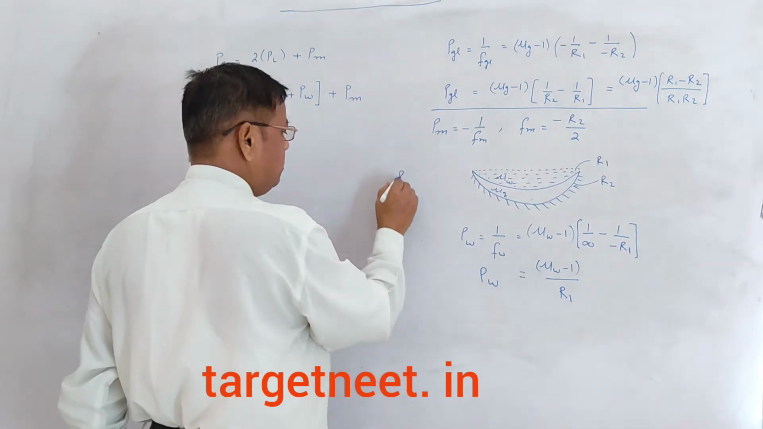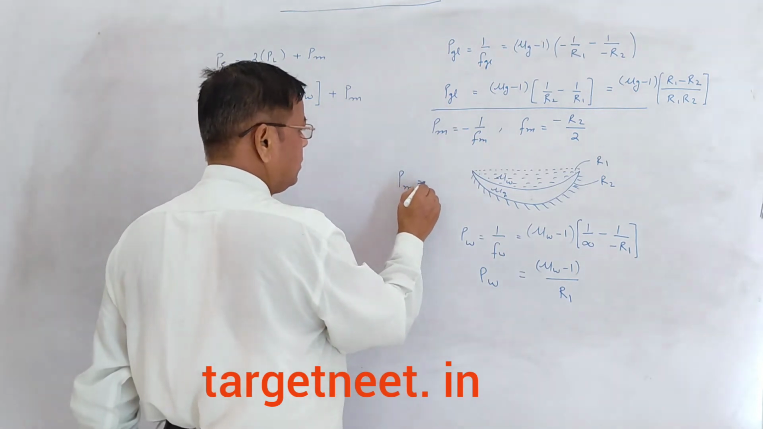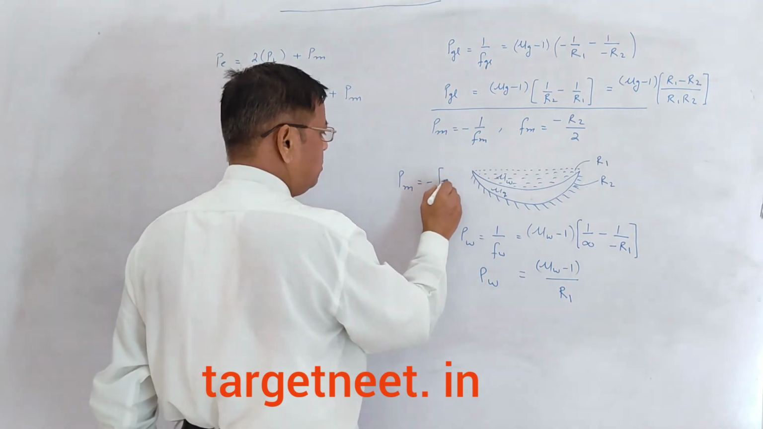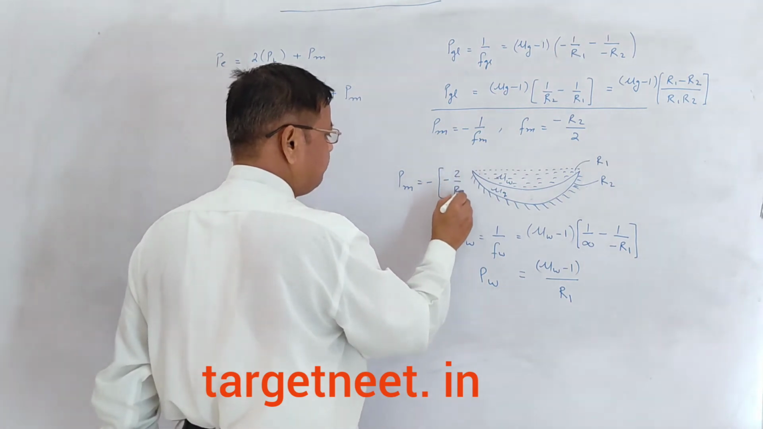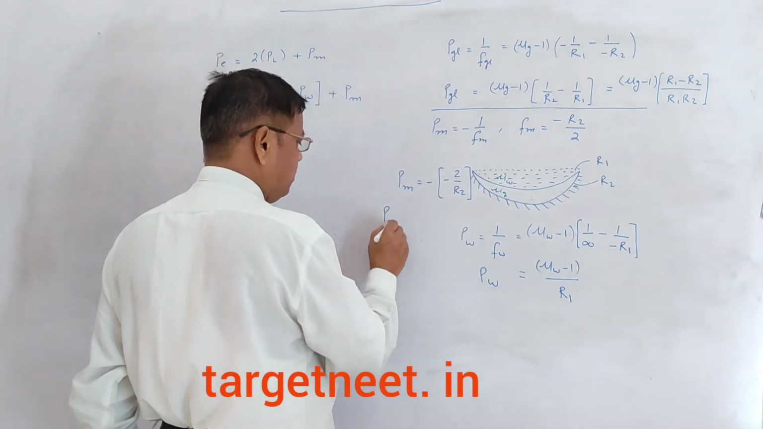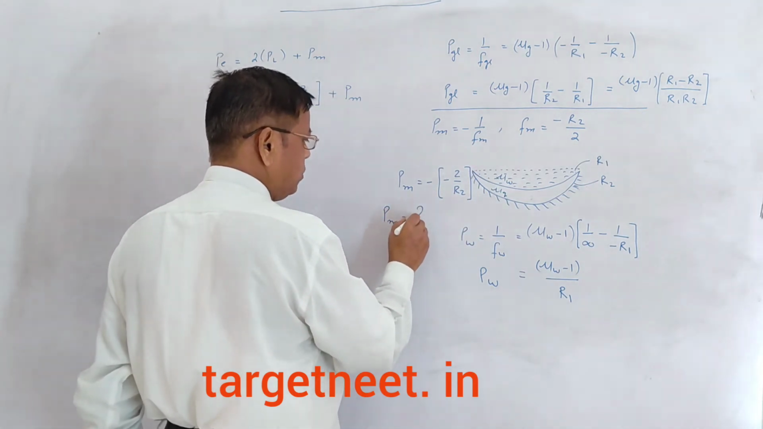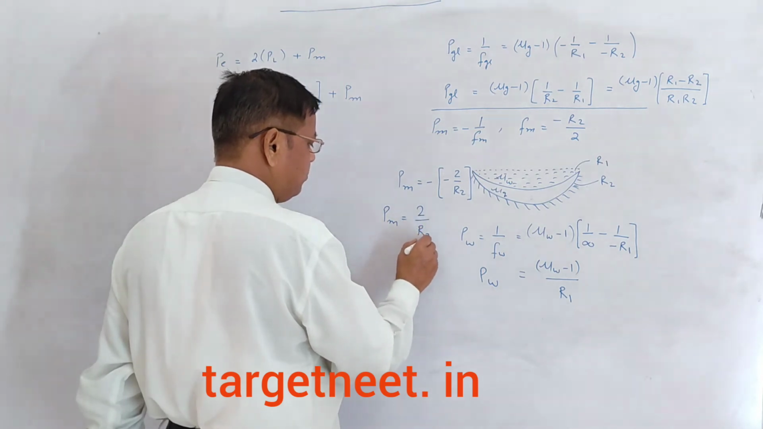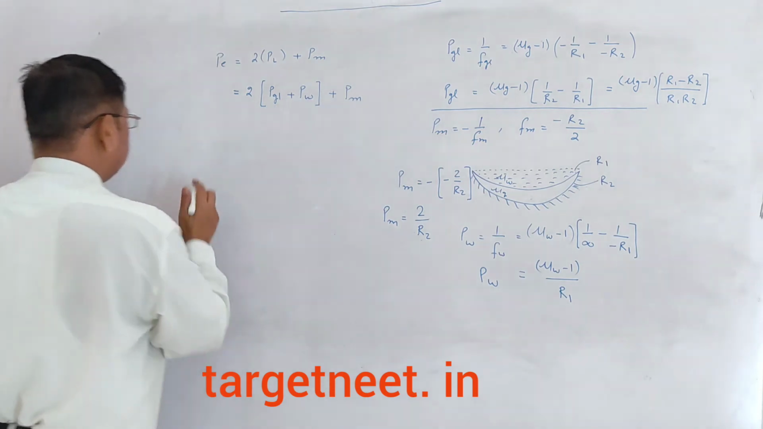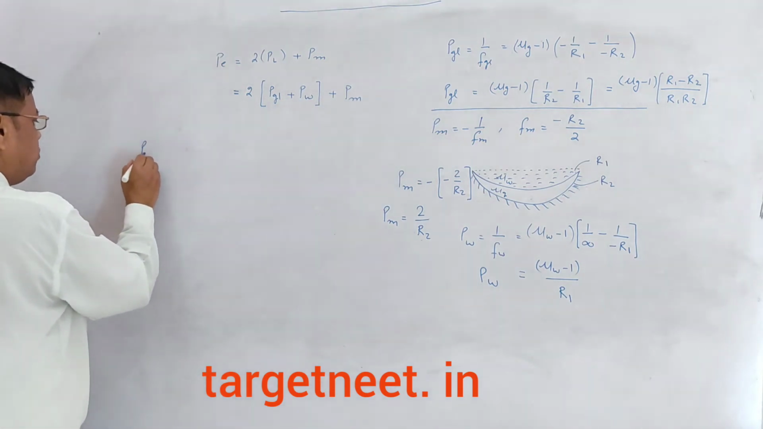So power of mirror will be minus, then minus 2 by R2. So power of mirror will be 2 by R2. This is power of mirror in this case. Now put all these expressions in this formula.